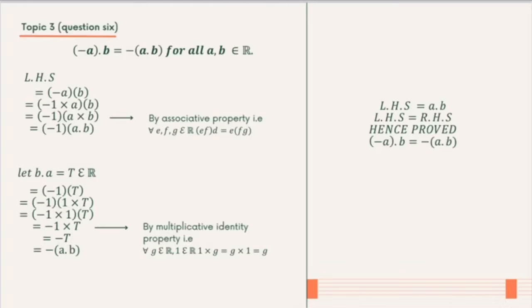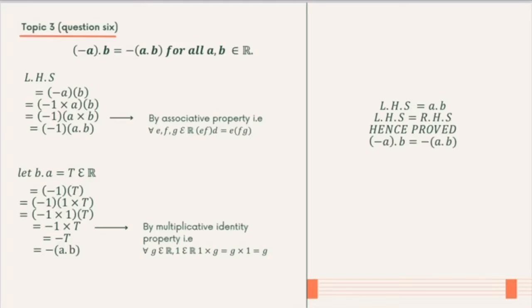Hi everyone, I will explain to you the solution of question 6, topic 3. First of all, let's start our proof with the left hand side. Left hand side is equal to negative A times B in brackets. As we know, the set of real numbers also satisfies the associative property with respect to multiplication. So, negative 1 times A in the bracket of B. Now we can write negative 1 multiplied by the bracket of A times B by associative property.